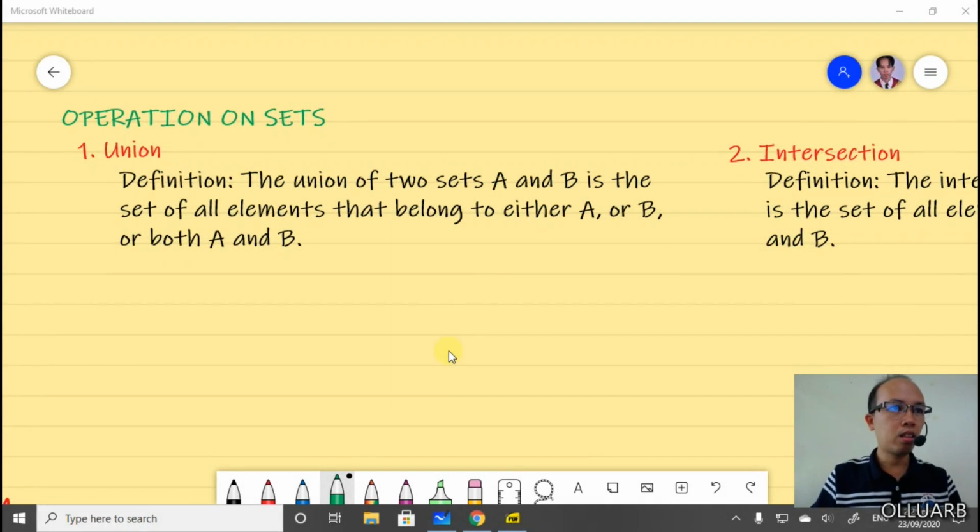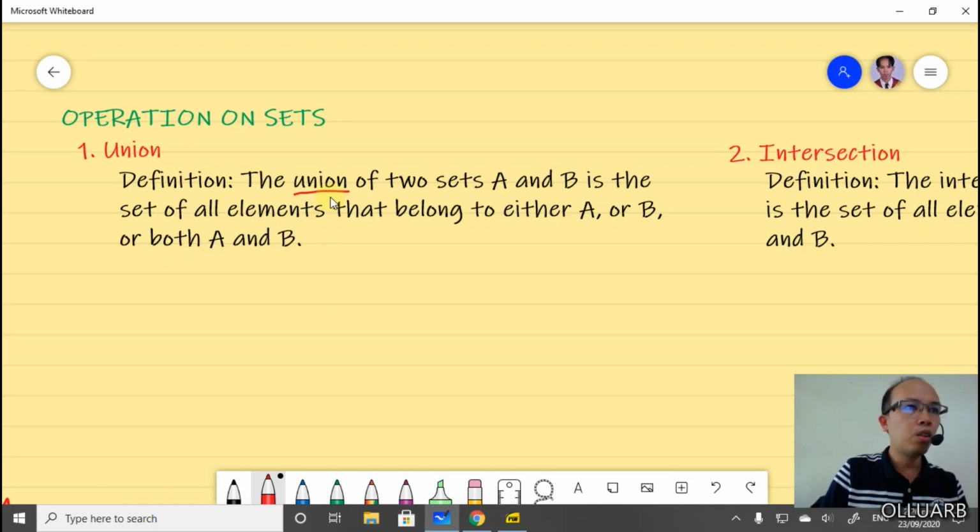Okay, for our last topic, we will be discussing operations on sets. For the first operation, we have the definition of the union. As you can see here, the union of two sets A and B is the set of all elements that belong to either A or B, or both A and B. So let's have an illustration here.